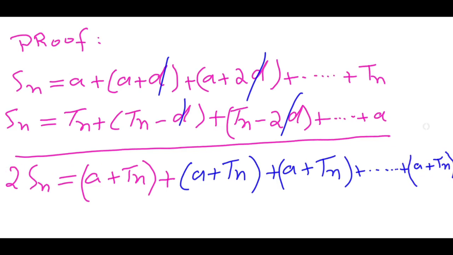Adding the two expressions for Sn term by term results in n pairs, each of which sums to a plus Tn. Therefore 2Sn is equal to n parentheses a plus Tn.